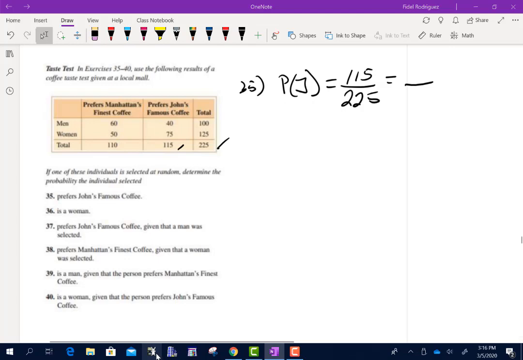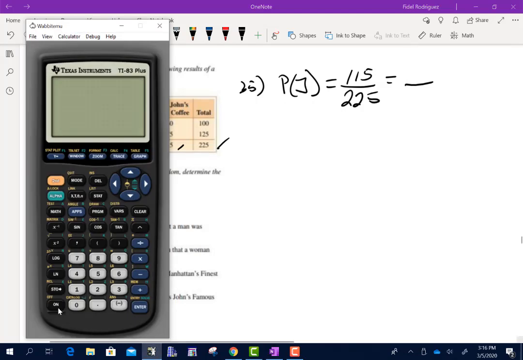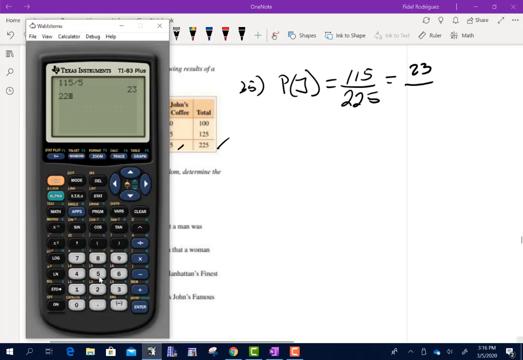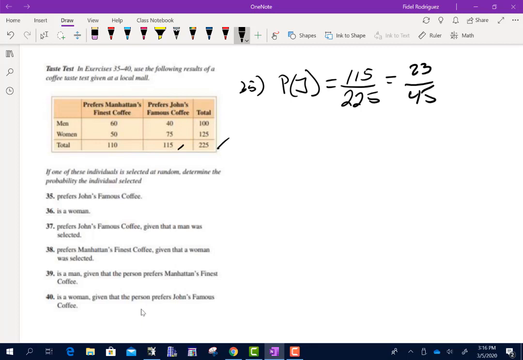Let me grab my calculator here, turn it on. 115 divided by 5 is 23. And then 225 divided by 5 is 45. And I have to stop right there. I can't reduce anymore. So now let's try number 36. What's the probability that the person selected is a woman?